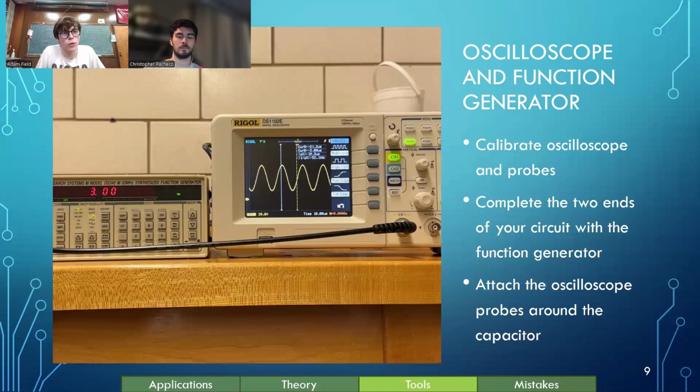If you have your components in series, like we did, you want to hook up the function generator just like any other battery, where it's hooked up to either end of the circuit. And then the oscilloscope should be hooked up to one end of the capacitor and then the ground to the other end of the capacitor. That will give you the results that we were looking for.